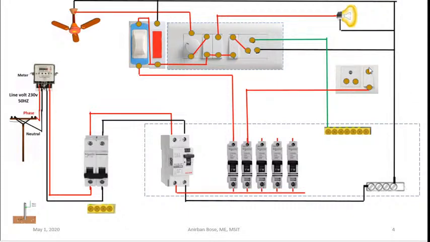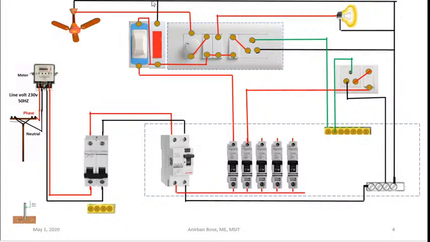Now let us consider this particular switchboard where there is only one switch and one socket. It may be controlled by a separate dedicated MCB. So from there it goes to one end of the switch, and the other end of the switch will give the phase, this one will go to the neutral bus bar, and this one is the earthing line. It is as simple as that.